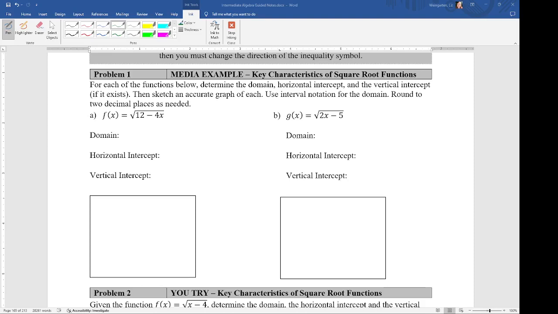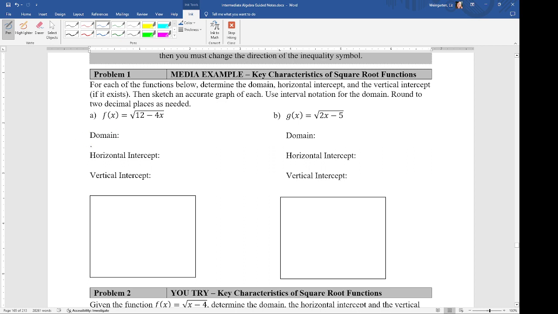In this lesson, we're talking about radical functions. Radical functions are functions that contain some sort of root. In these two examples, the functions contain a square root, but radical functions can also include cubed roots, fourth roots, and so on. We're going to talk about the domain, horizontal intercept, and vertical intercept of these radical functions.